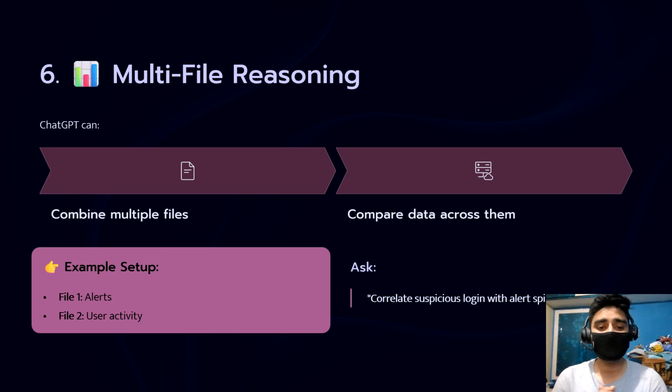Then multi-file reasoning. ChatGPT can combine multiple files and compare the data across them. File one is all about alerts, and file two is about user activities. Ask it to correlate suspicious logins with alerts, and it will correlate the data.